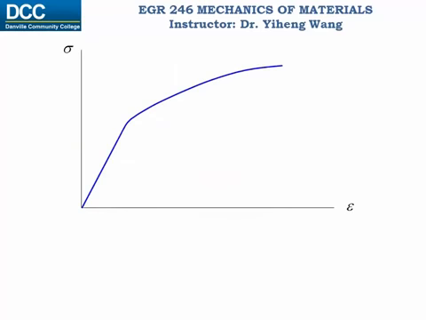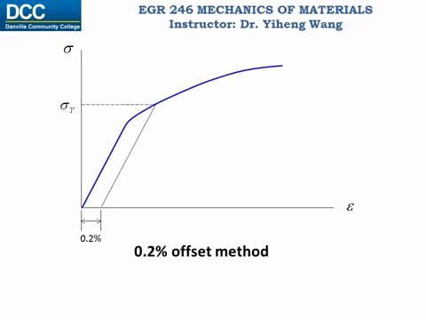Sometimes the yield stress is not very clear on a stress-strain diagram. For this type of diagram, we can use a 0.2% offset method to determine its yield stress. This means that we read 0.2% on the strain axis, which is a strain of 0.002. And from here, we draw a line that is parallel to the straight line on the diagram, and where this line intercepts with the diagram is considered as the yield stress.